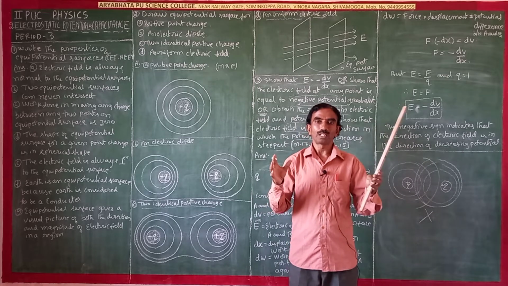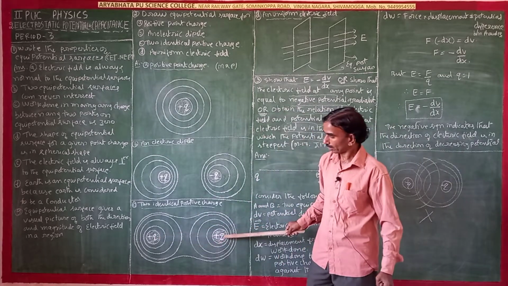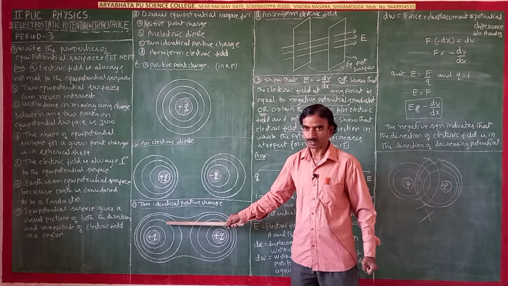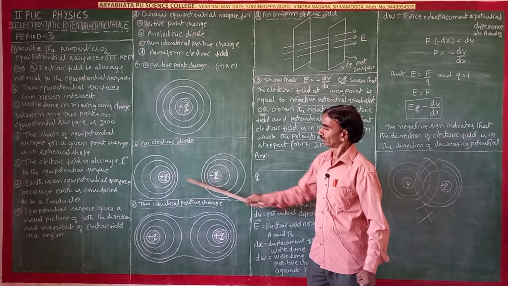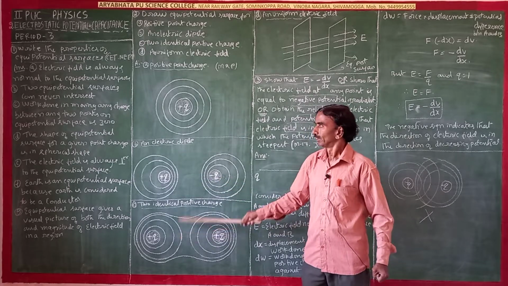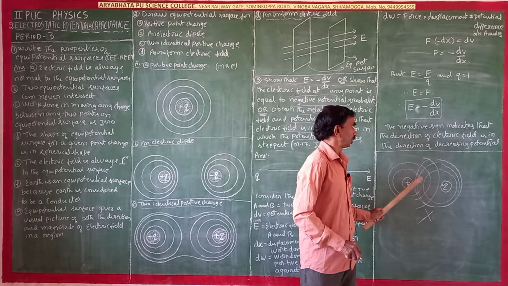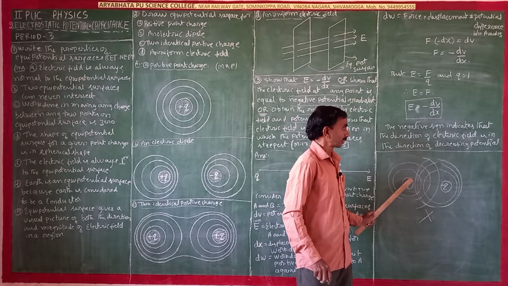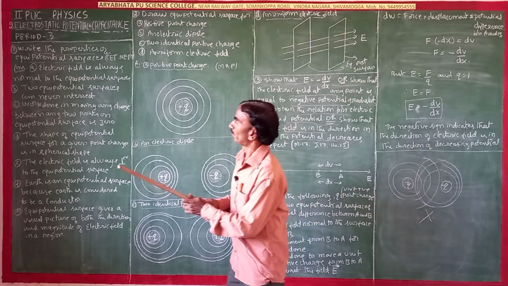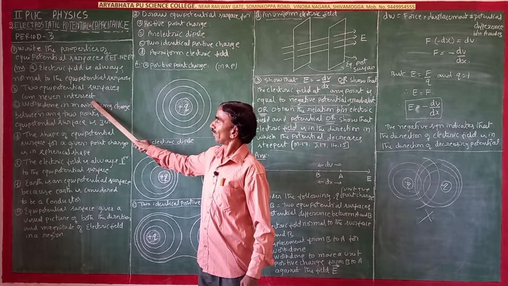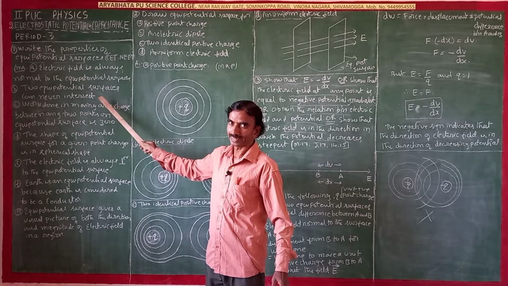They only repel or attract. You see, like this, this is another charge. It goes outwards or it comes inwards. So, then they will never overlap each other. Equipotential surfaces never overlap each other. So, equipotential surfaces can never intersect.